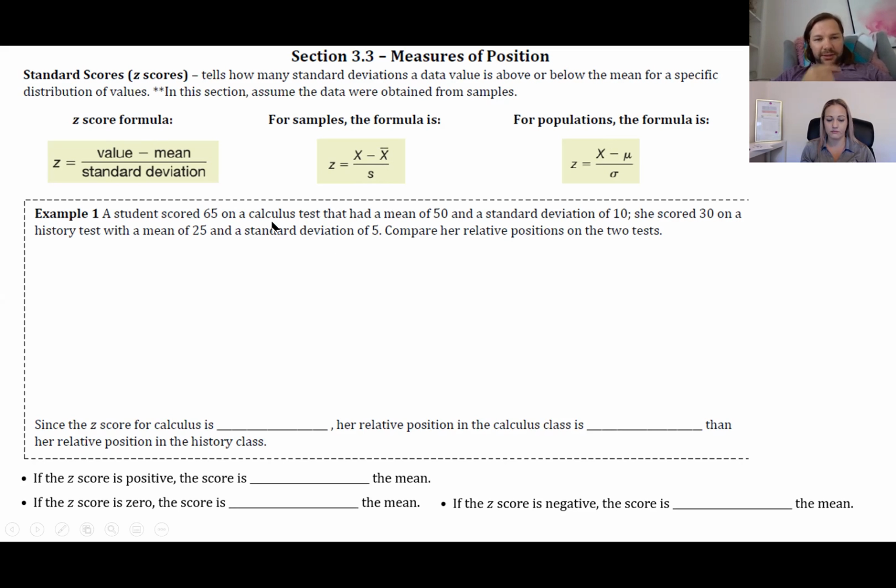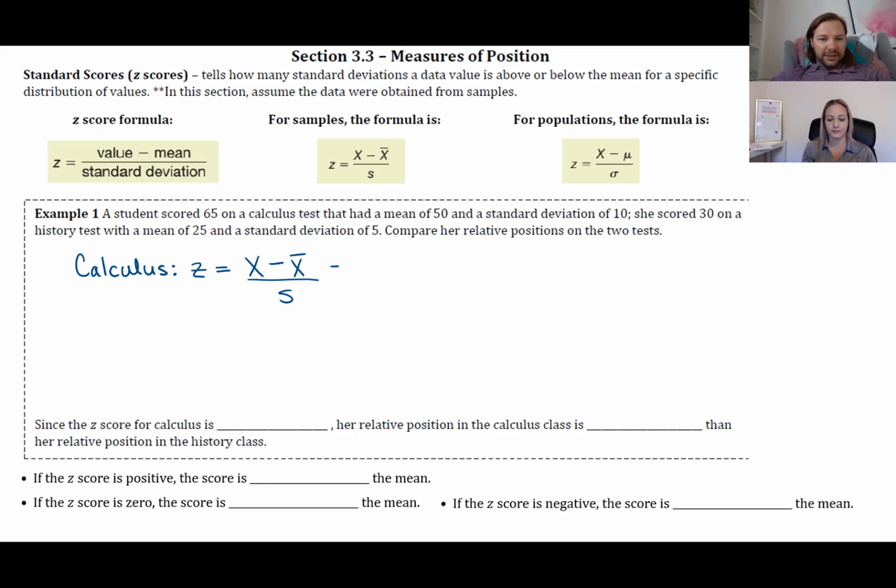It says a student scored a 65 on a calculus test that had a mean of 50 and a standard deviation of 10. She scored 30 on a history test with a mean of 25 and a standard deviation of 5. Compare relative positions on the two tests. So just looking at this data, you're like, okay, well, she did better than the mean in both cases, but how much better or how much worse? It's hard to say. So the z-score gives you a way to analyze this.